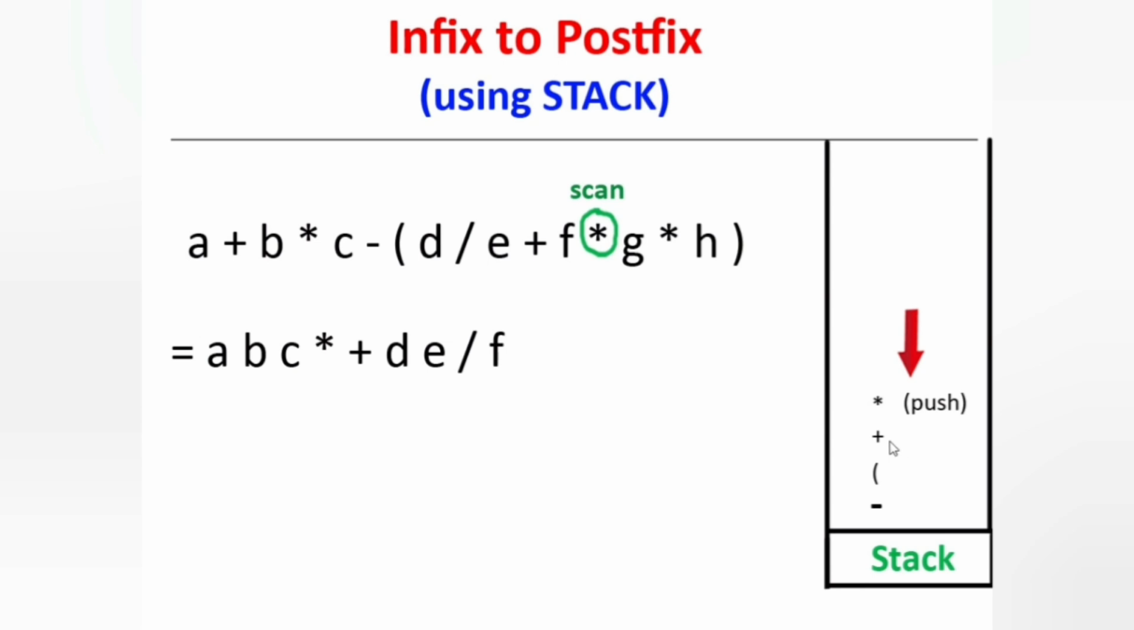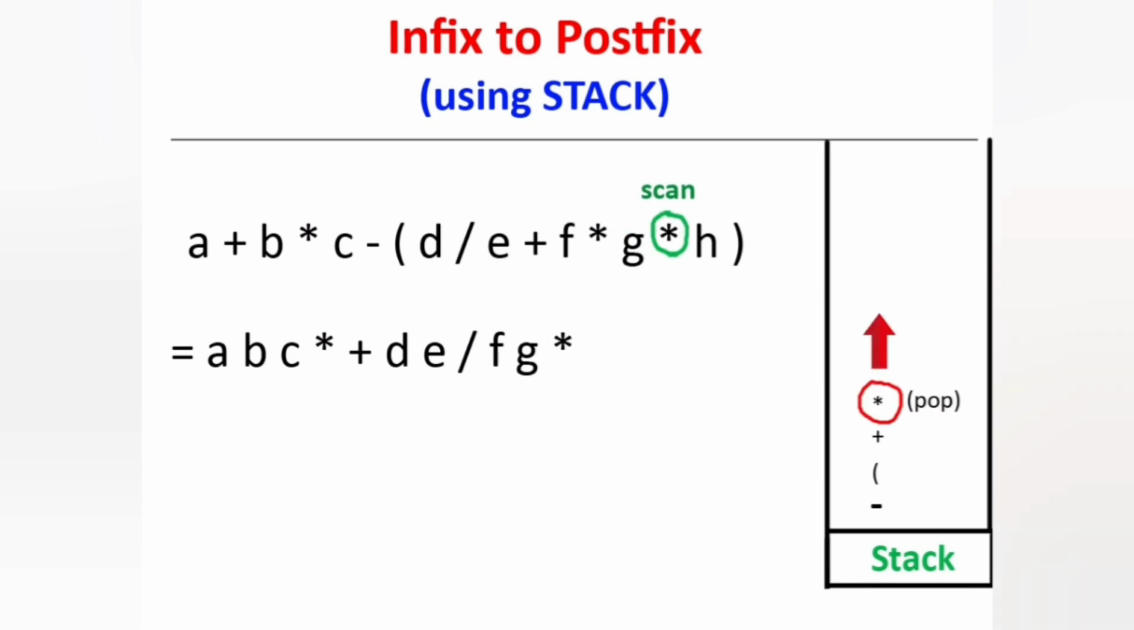The top was plus, so the multiplication operator can be pushed in because multiplication has higher priority than plus, so no problem. Now move to the next, which is G, which is the operand. Since G is an operand, it will be placed into the postfix expression, no problem.